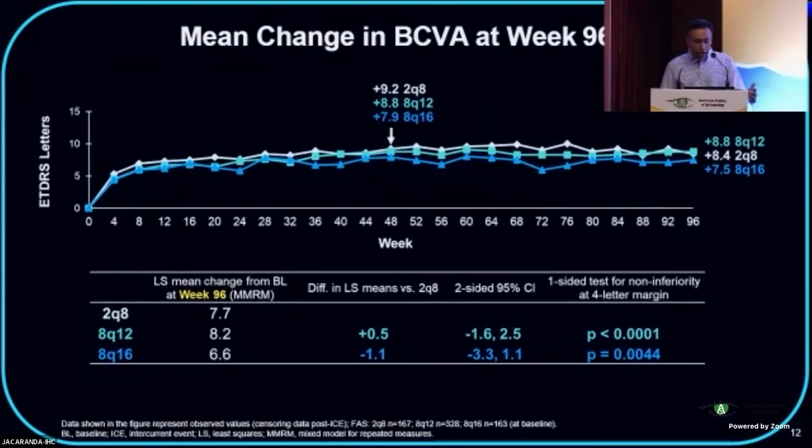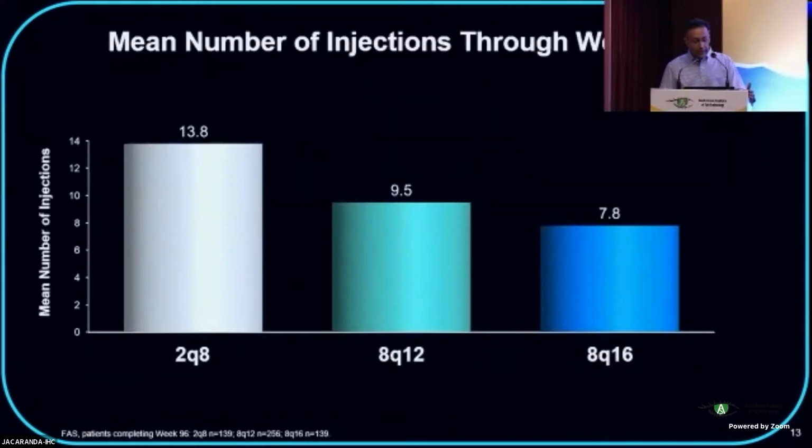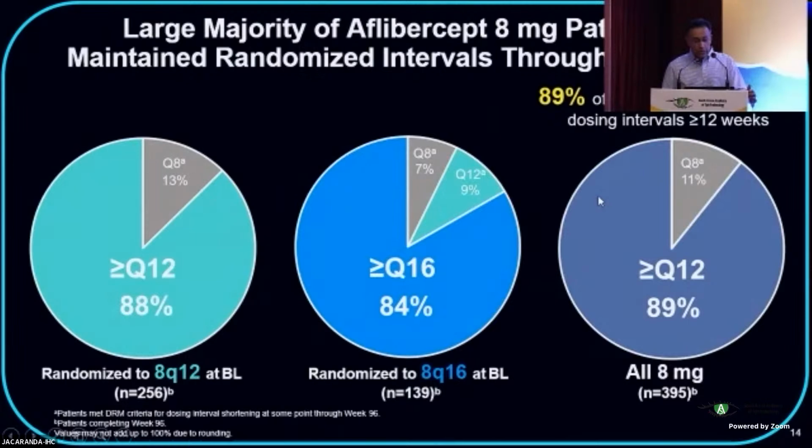So the change in vision at 96 weeks was comparable in the 3 groups, the 2 milligrams, 8 week, and the 8 milligram, 12 and 16 weeks. And I think this is the most important slide. This is the basic crux of it, the number of injections through 96 weeks. So you can see in this group it's 13, and 12 is 9.5, and when you extend it, it's gone down to 7.8.